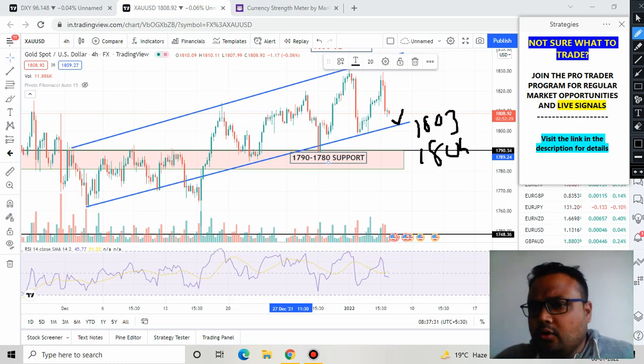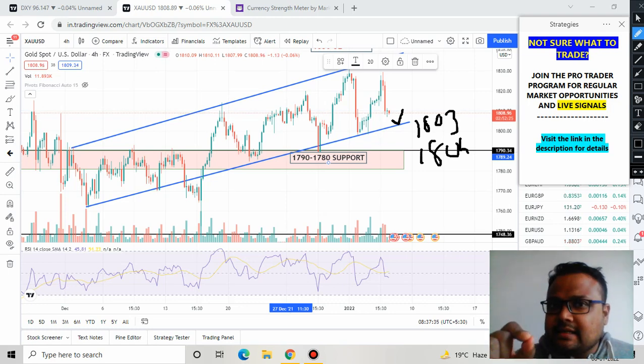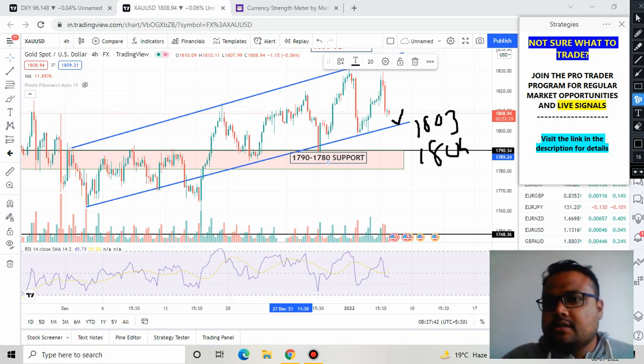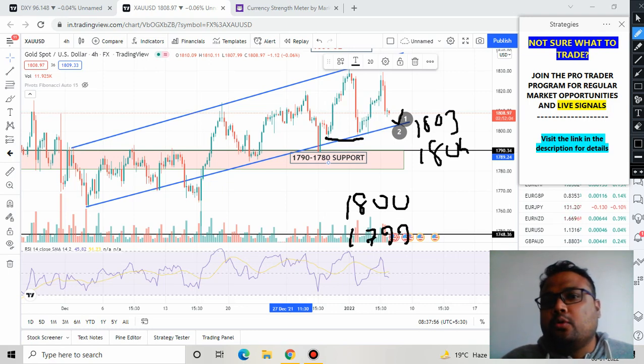If gold goes down, then there's a possibility of bouncing from this level. In case this trend line fails to provide support to the market, this is our first support. In case the trend line fails to provide support, then we can expect 1800 to 1799 to provide the next required support to the market, this level.